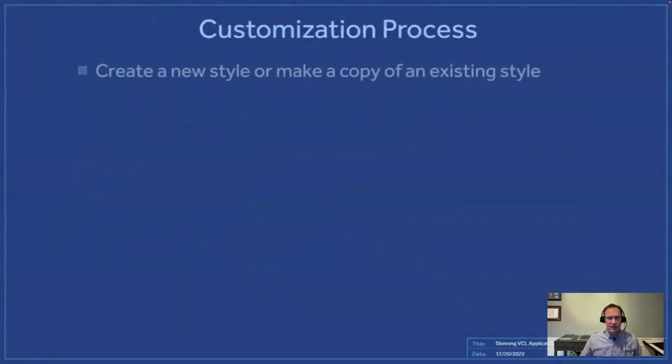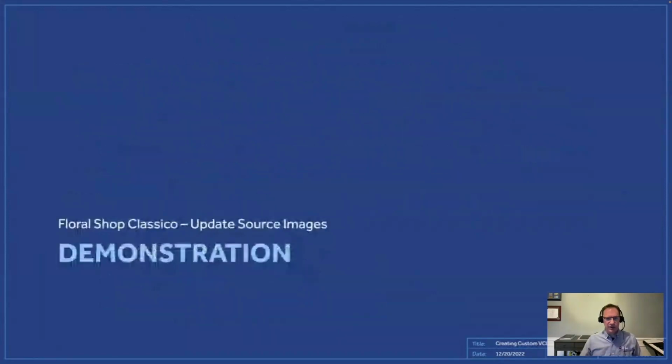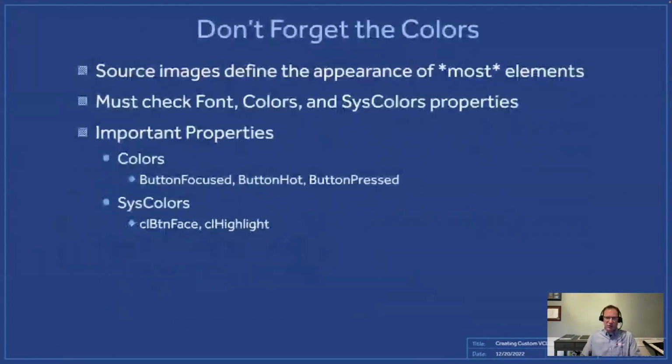All right, did the customization process, our support images, we did that. So one of the things we have to worry about is the colors. That's the next step. We did the source images; those are pretty good. But we're going to take a closer look into what kind of impact the colors have in the style, the color settings, and we'll look at those. But some important ones are the CL button face and highlight, the button focused, hot, and pressed colors, because those actually get used in other ways by the controls, not just rendering the images.